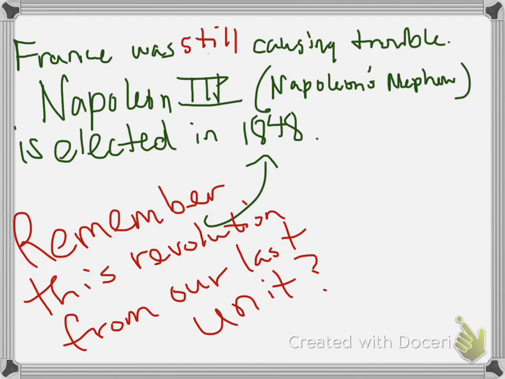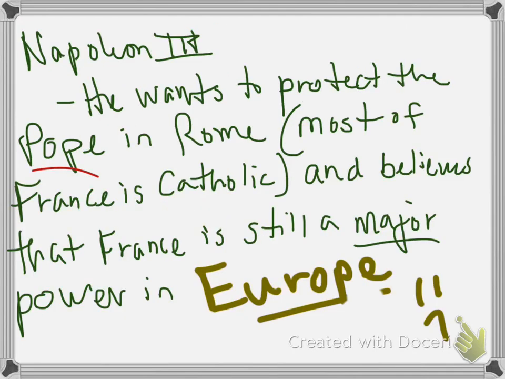Now, France was still causing trouble. Napoleon III, who was Napoleon Bonaparte's nephew, is elected in 1848. Now, remember this revolution from our last unit? You should. The revolutions of 1848 were more successful than the revolutions of 1830. And the revolutions of 1848 were these nationalist revolutions. And Napoleon is going to ride this wave of nationalism into power. Now, Napoleon III wants to protect the Pope in Rome. And as Italy looks to unify, he starts to meddle in the affairs of the Italians.